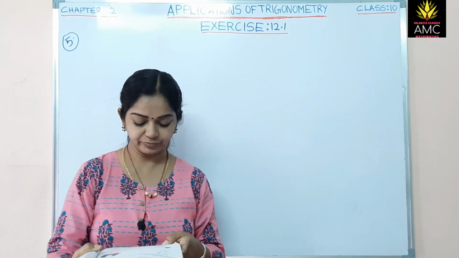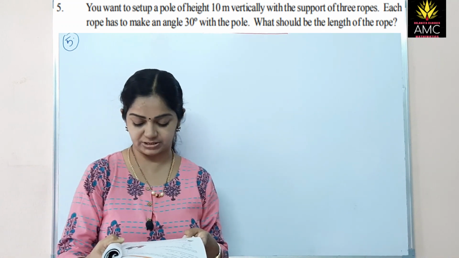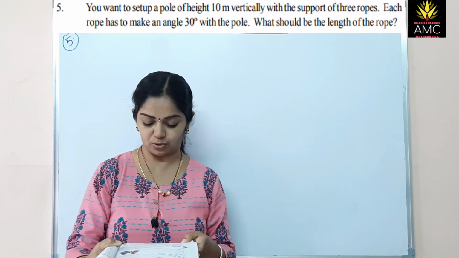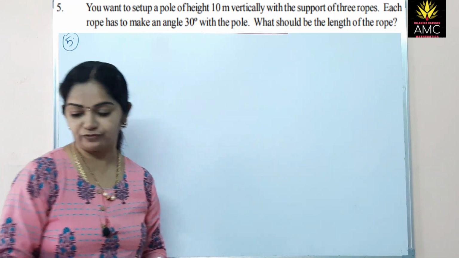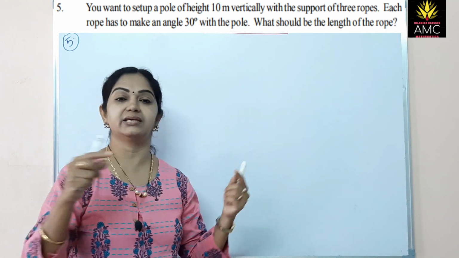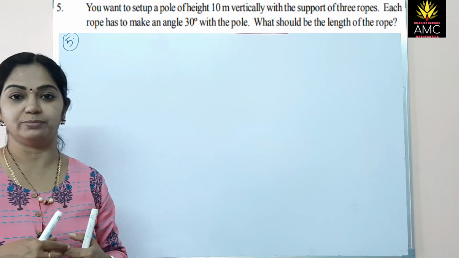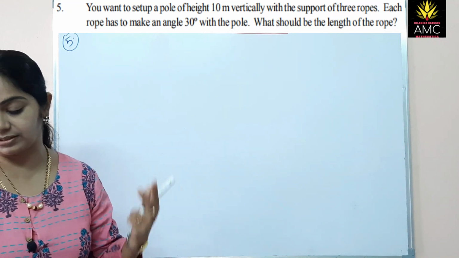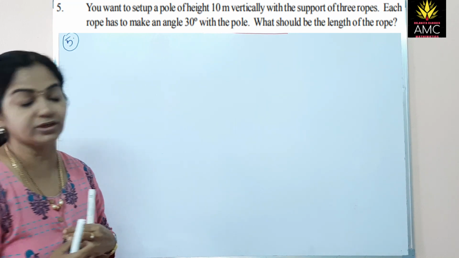The fifth problem. You want to erect a pole of height 10 meters with the support of 3 ropes. Each rope has to make an angle of 30 degrees with the pole. What should be the length of the rope? Okay. To erect a pole, the pole is 10 meters. They are taking the support of 3 ropes. We have to find the total length of the rope. Let us find the length of one rope. Then we will multiply it with 3 so that we can get the total length of the rope here. And each rope makes an angle of 30 degrees with the pole.